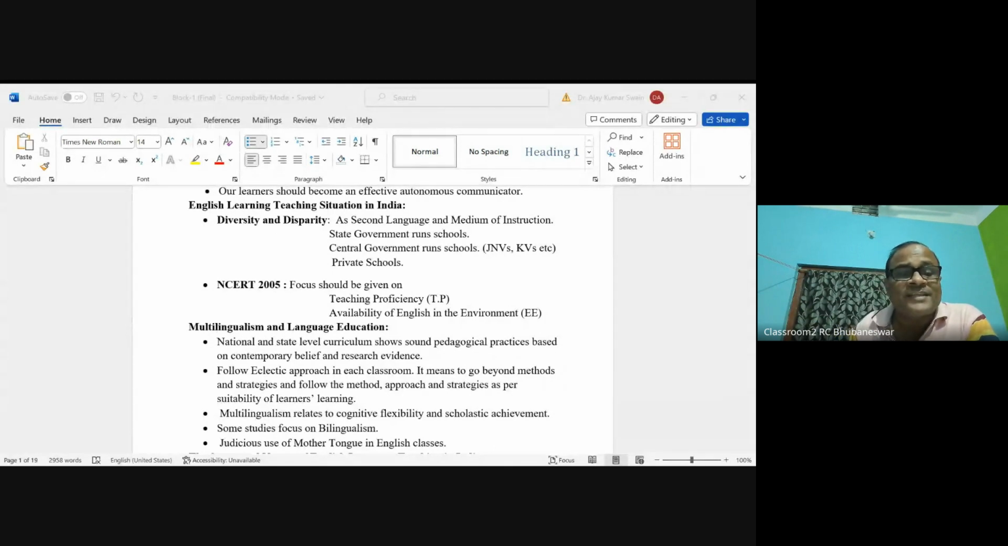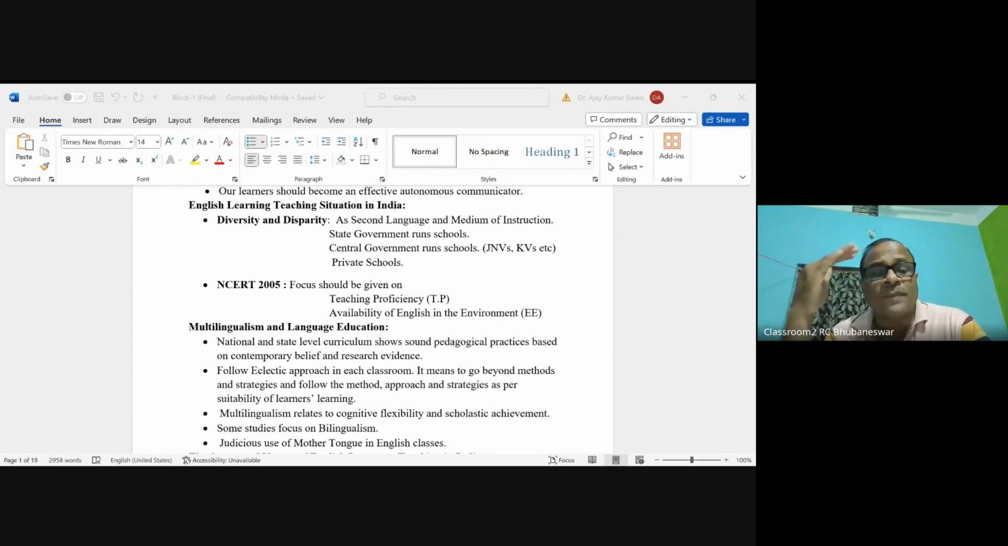Multilingualism relates to cognitive flexibility and scholastic achievement. So if I use multilingualism, multi meaning more than one language, inside the English class, it will also help to improve the cognitive and scholastic achievement of the learners.